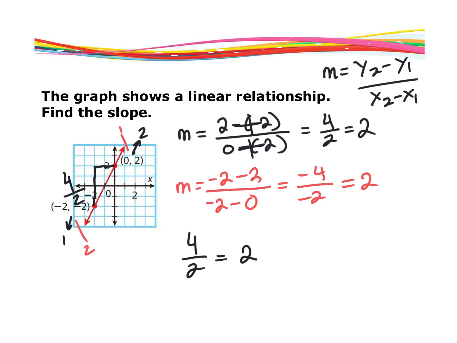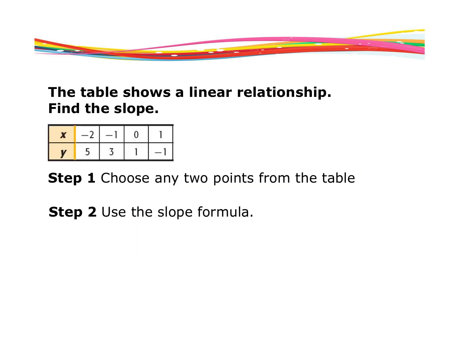Now, most of the time, if you have a graph, I would tell you go ahead and do rise over run. But sometimes the graphs are not perfect. So if you have the points, it doesn't hurt to check. Here the table shows a linear relationship and they want you to find the slope.